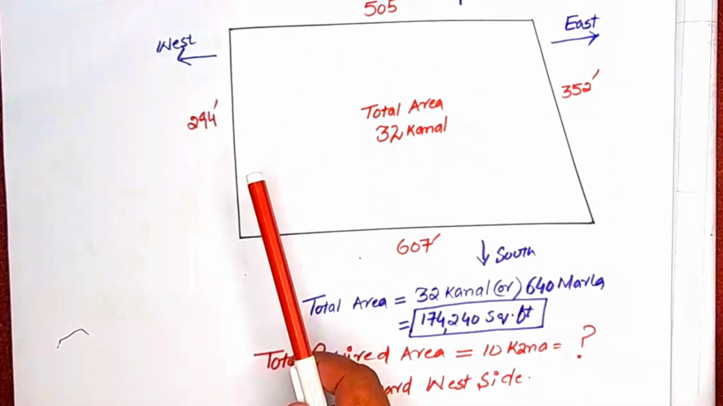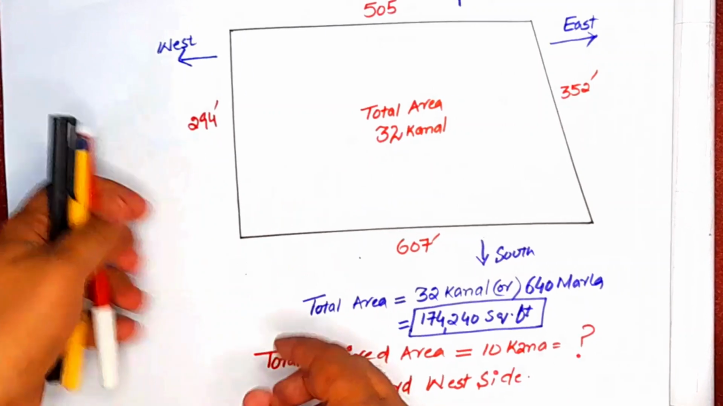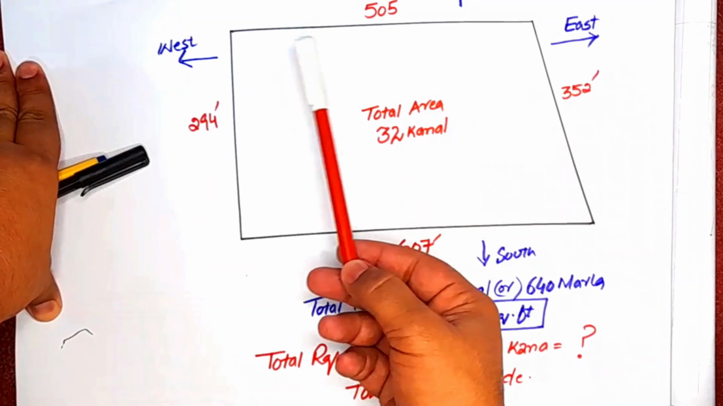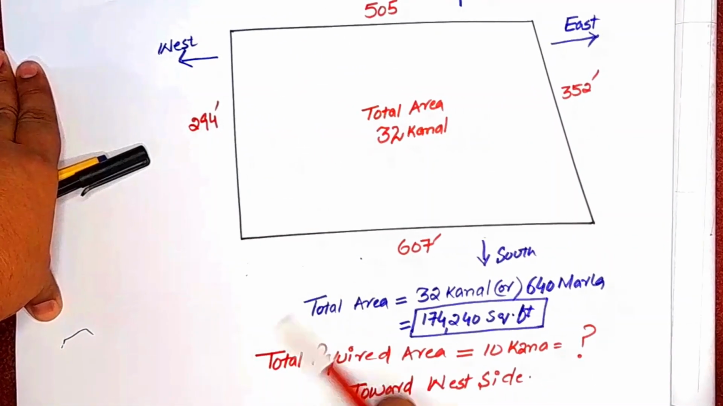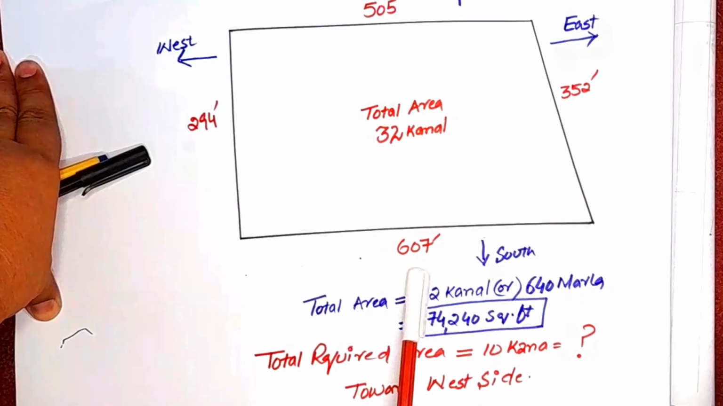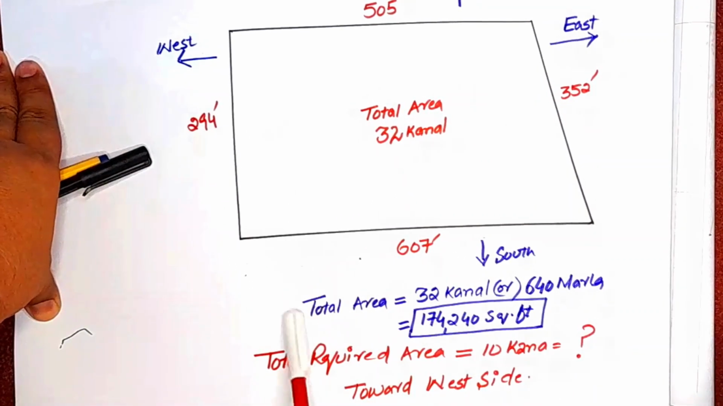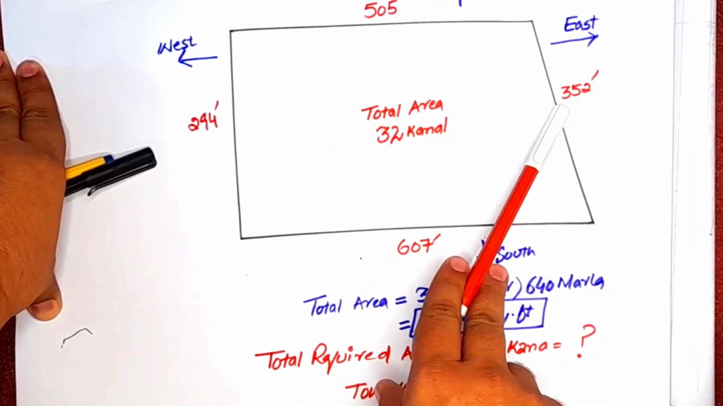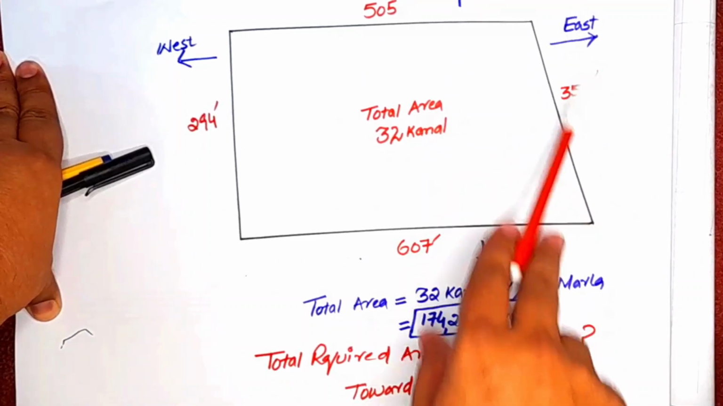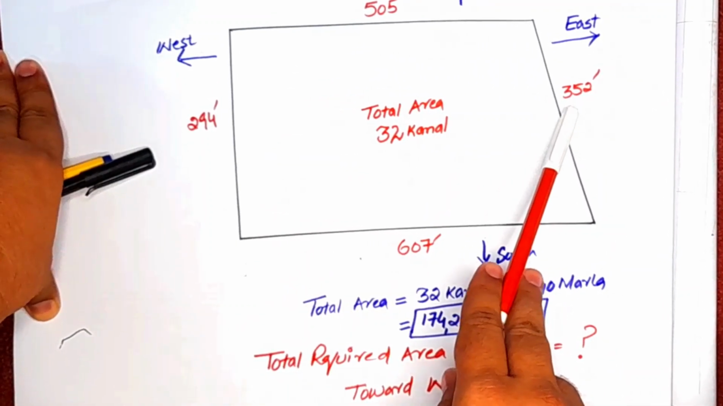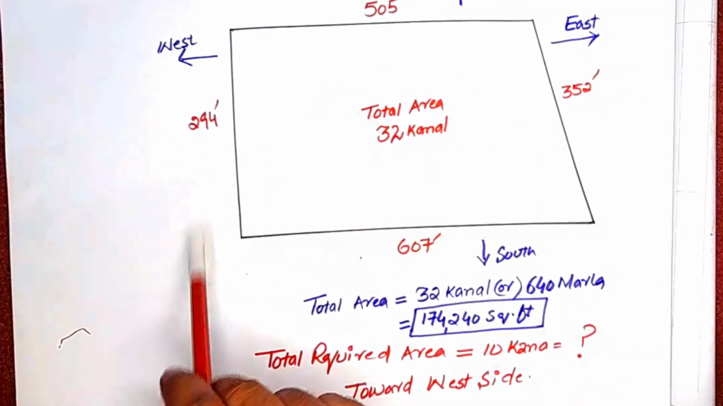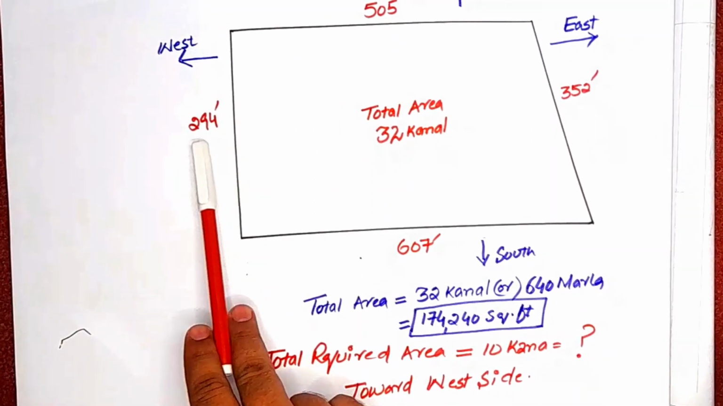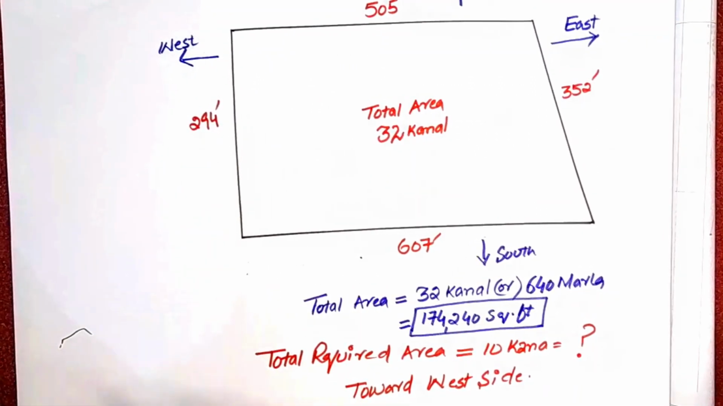So now the total dimensions of the plot are here. 505 feet is the roadside length, and the upper side length of the plot is 607 feet. The east side length of the plot, where the sub road is available, is 352 feet, and the west side boundary of the plot is 294 feet.